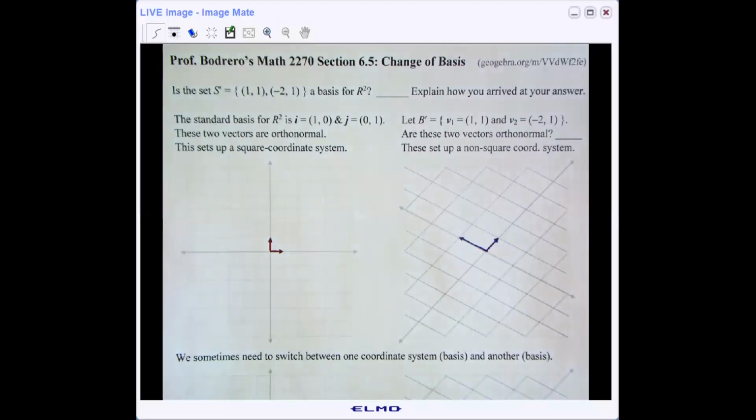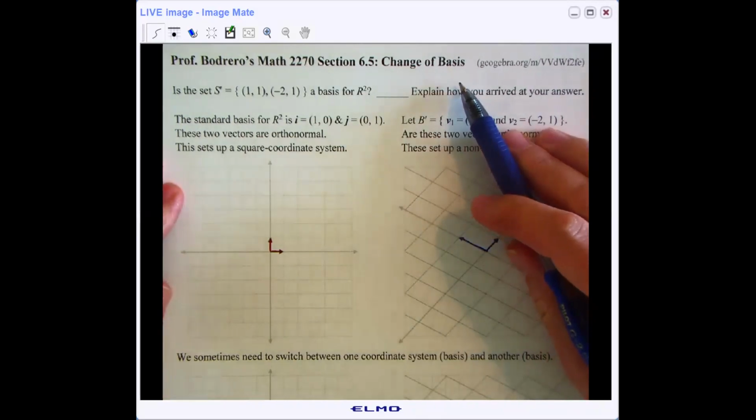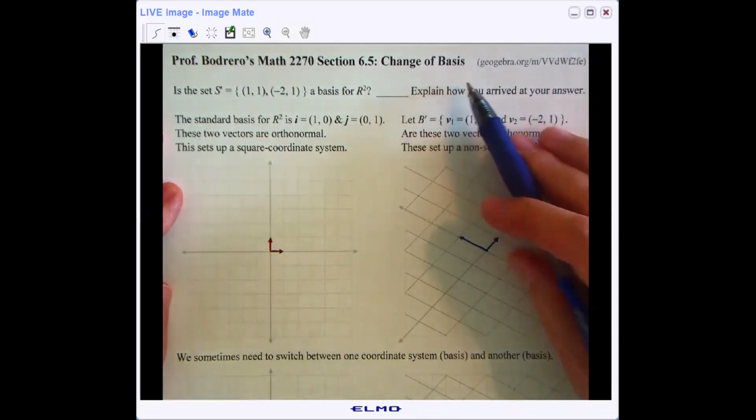Welcome to our next video here. Today we're going to talk about how to do a change of basis using linear algebra and matrices.